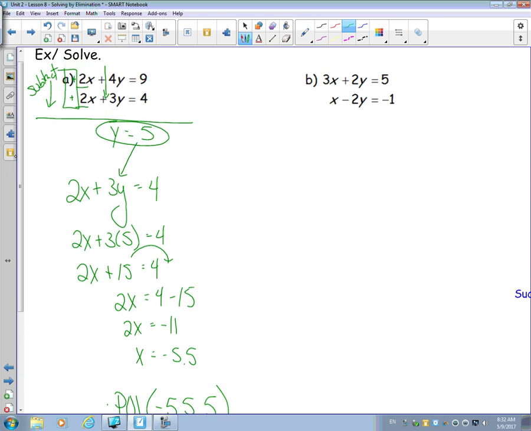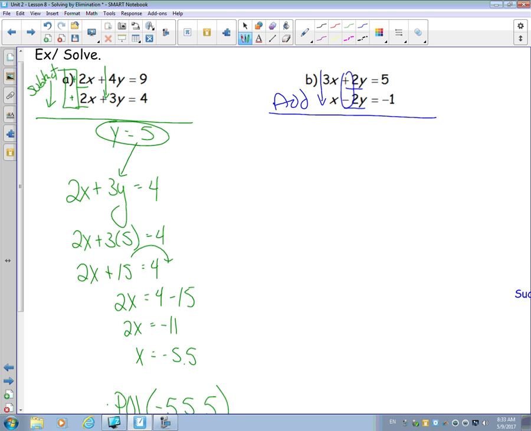So you guys try the next one. We're looking for numbers that are the same. Well, the x's aren't, but the y's are. They both have 2's. So I check out the signs. My signs here are not the same. They're different. So if the rule is same sign subtract, and I have different signs, I'm going to have to add.